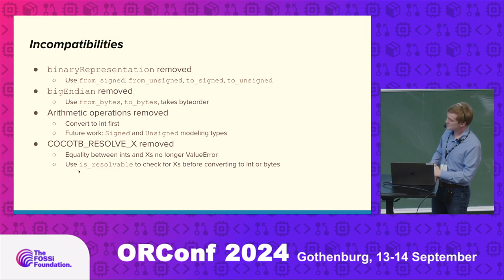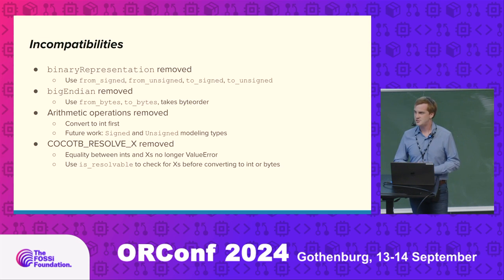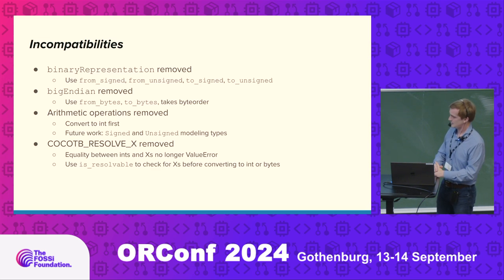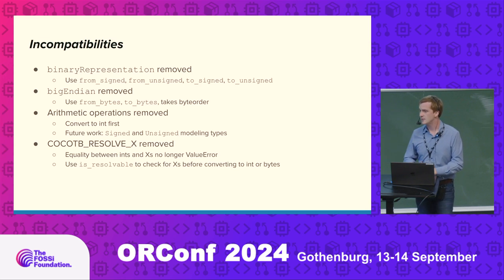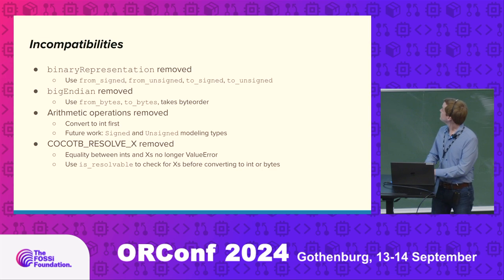Binary representation was removed, big-endian was removed. Those were fundamentally pieces of BinaryValue, but it makes it a little bit difficult to use, in my opinion, so those were removed. Arithmetic operations were removed. All they did previously was just cast a thing to an int before doing them, so it's pretty easy to update your code to do that, but in the future, we're going to have a wider set of modeling types available: signed, unsigned, sfixed, ufixed, float, things like that. And that should be able to bring back that functionality.